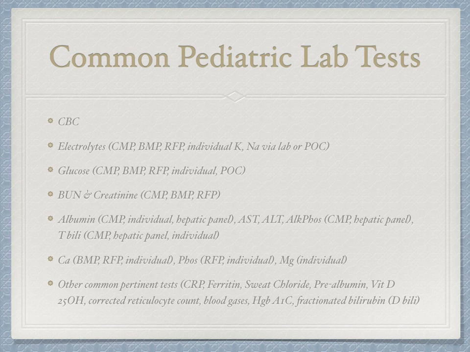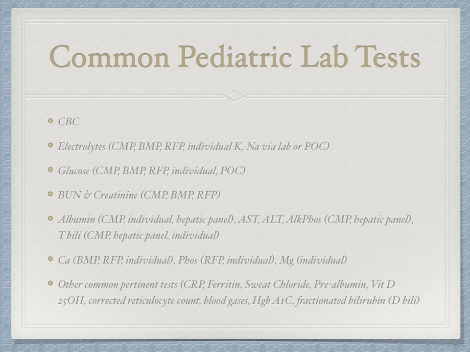Some other common pertinent tests you might see in children are CRP, ferritin, sweat chloride, that's to diagnose cystic fibrosis, prealbumin, vitamin D 25-OH for vitamin D deficiency, really common in Alaska, and corrected reticulocyte count. We do that a lot in infants to determine anemia of prematurity, or if the bone marrow is able to produce red blood cells appropriately.